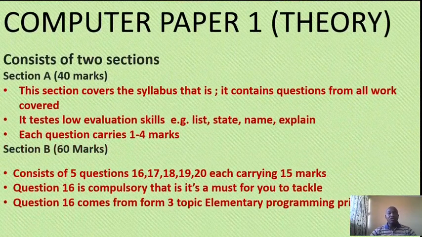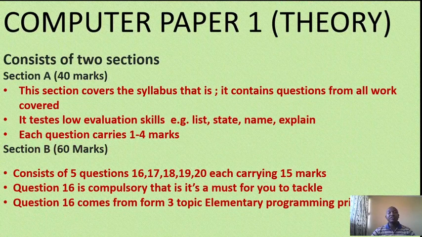Then we can go one-on-one and look at each paper individually and probably try to see which parts are crucial. Let's start with computer paper 1, or theory. Computer paper 1 consists of 2 sections. We have section A, which consists of 40 marks. What you need to know about section A.